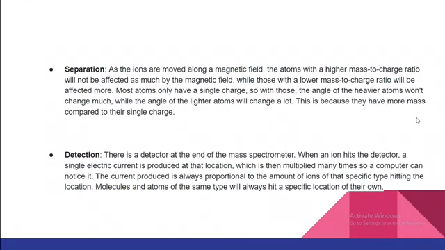The fifth step is detection. In detection, there is a detector at the end of the mass spectrometer, and when an ion hits the detector, a small electric current is produced at that location, which is then multiplied many times so a computer can notice it. The current produced is always proportional to the amount of ions of that specific type hitting the location. Molecules and atoms of the same type will always hit a specific location of their own, hence we are able to detect the atomic size or the atomic mass.